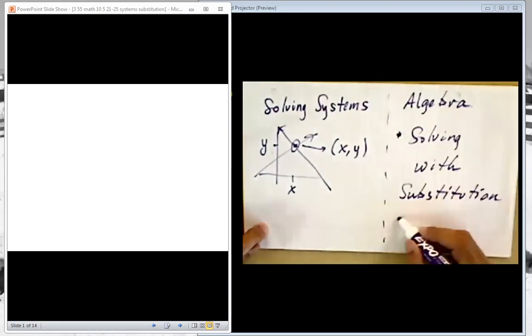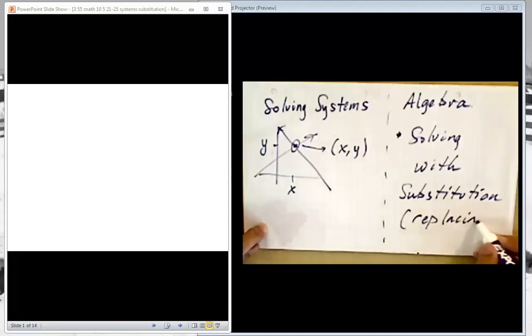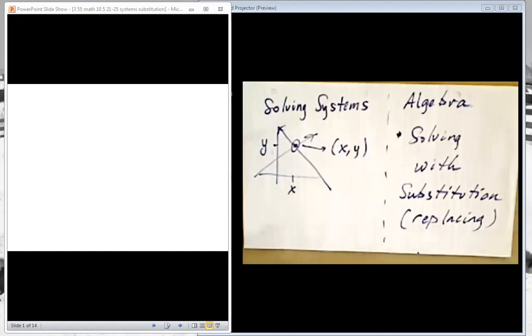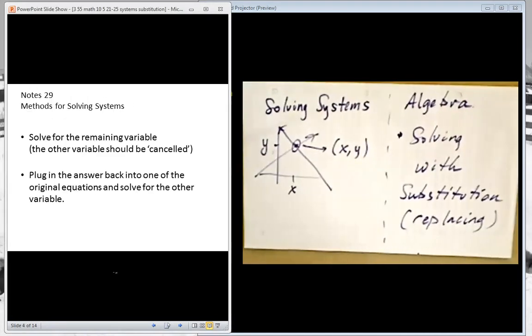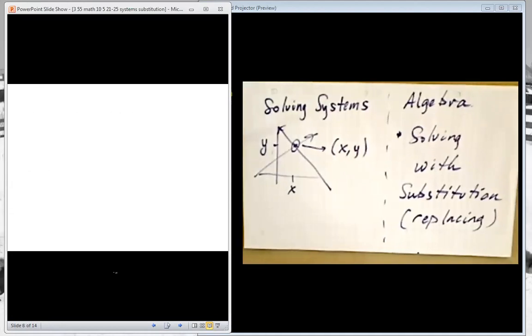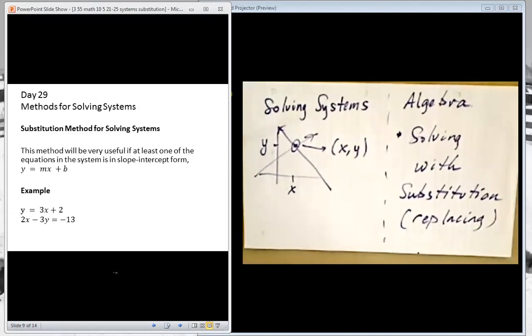Now, if you recall, substitution, you can also just think of it as replacing. Okay, so let's take a look at the screen, see what notes are already up here and go from there. Day 29. These are the ones we want. This is for substitution. Okay, so what happens is we're going to be doing some replacing.